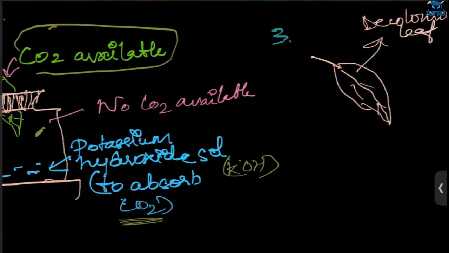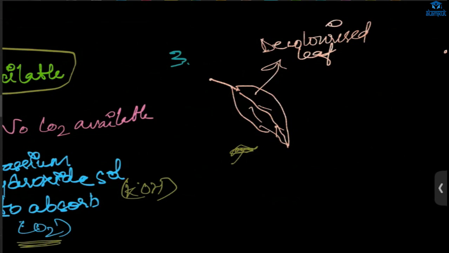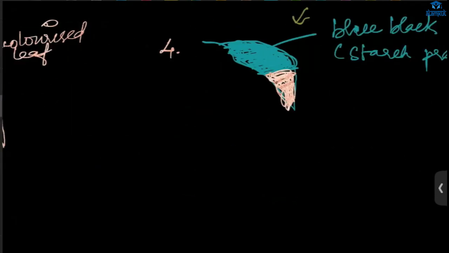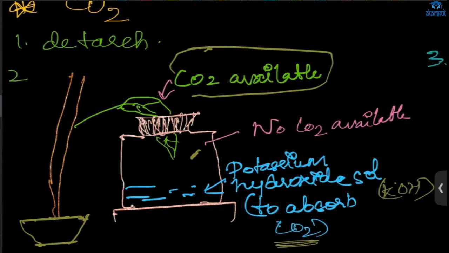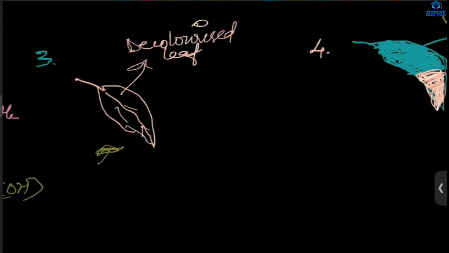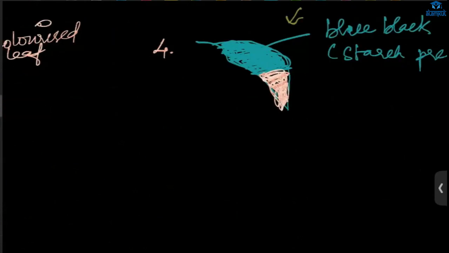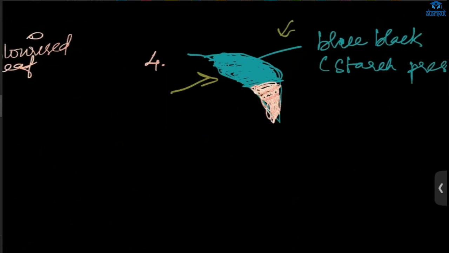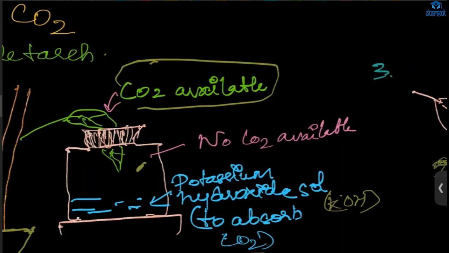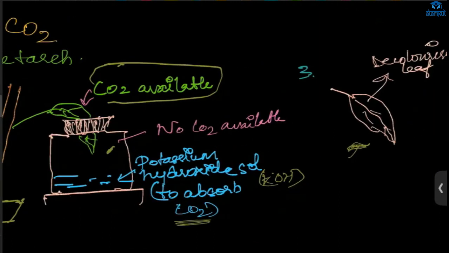After that, we again decolorize the leaf. Then we pour iodine solution. We will find that the outside part of the leaf, which was green, gave a blue-black color, so starch was present there. But the part which was inside the jar had no blue-black color. The food was not formed. So we can conclude that carbon dioxide is necessary for photosynthesis.